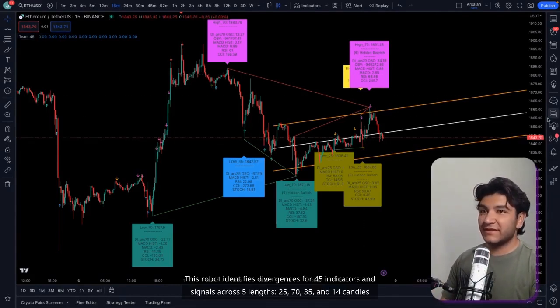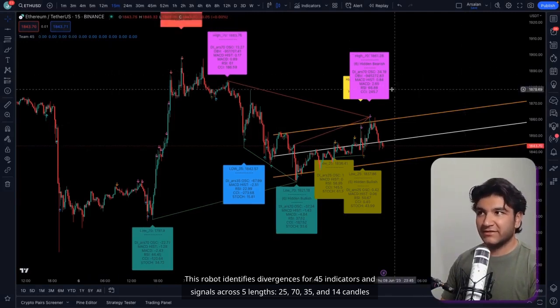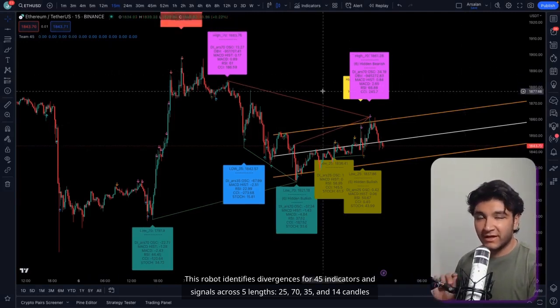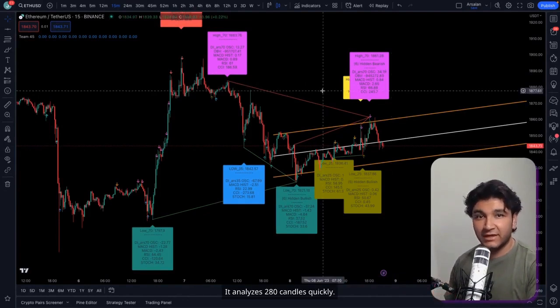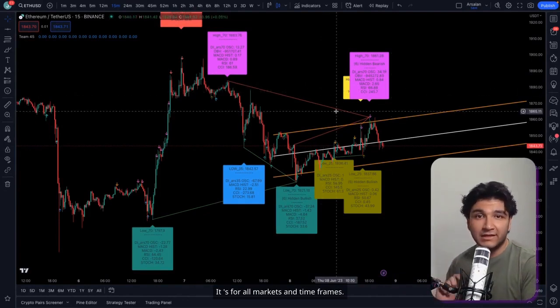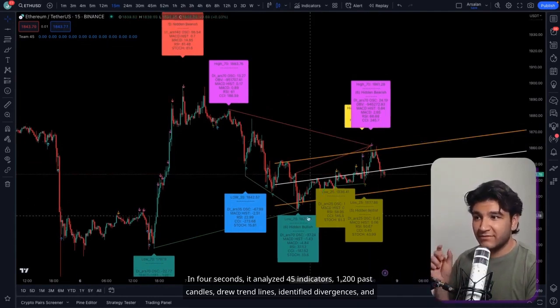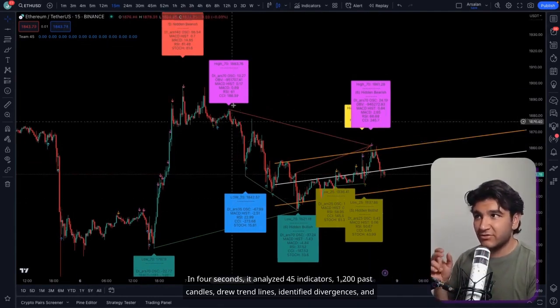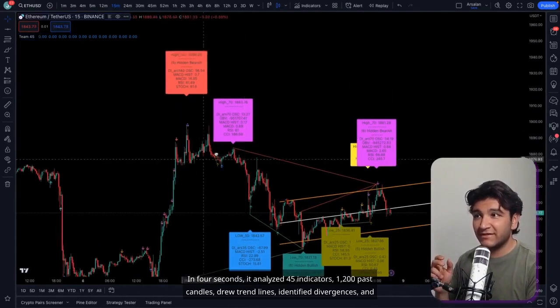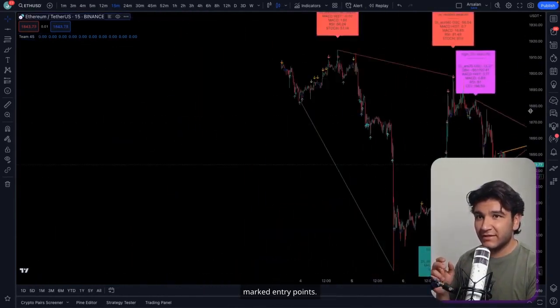This robot identifies divergences for 45 indicators and signals across 5 lengths: 25, 70, 35, and 14 candles. It analyzes 280 candles quickly. It's for all markets and time frames. In 4 seconds, it analyzed 45 indicators, 1,200 past candles, drew trend lines, identified divergences, and marked entry points.